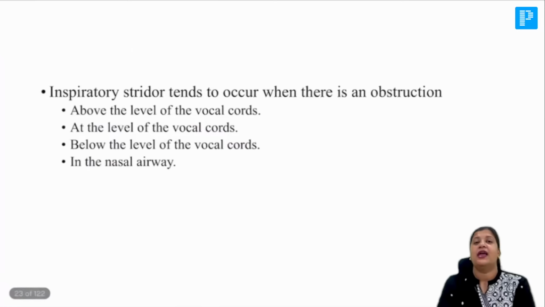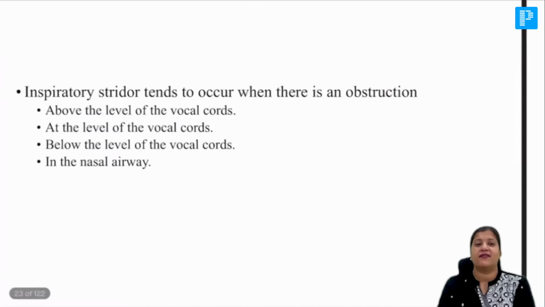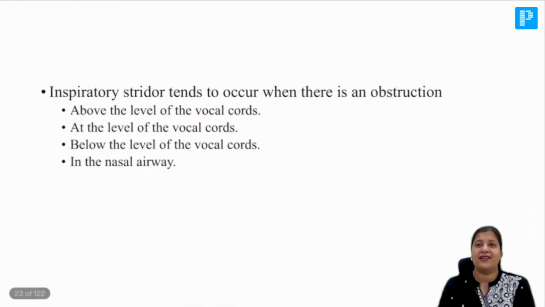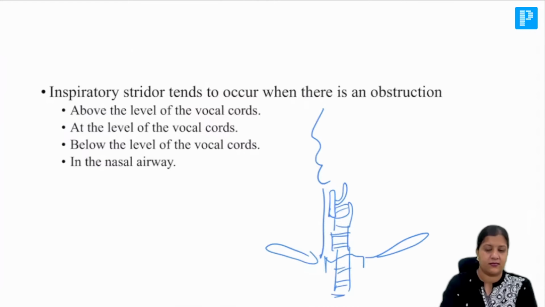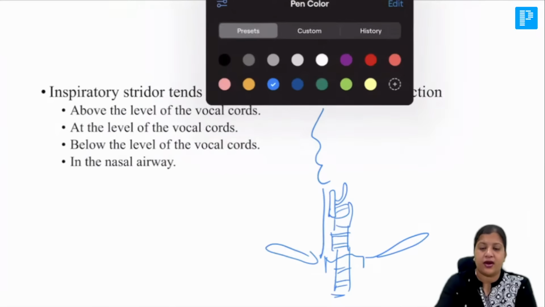Inspiratory stridor tends to occur whenever there is an obstruction above the level of vocal cords, at the level of vocal cords, below the level of vocal cords, in the nasal airway. Quick, guys. When would you get an inspiratory stridor? There's a rule for stridor, right? Whenever there is a pathology above the level of vocal cord, what type of stridor will the patient have?